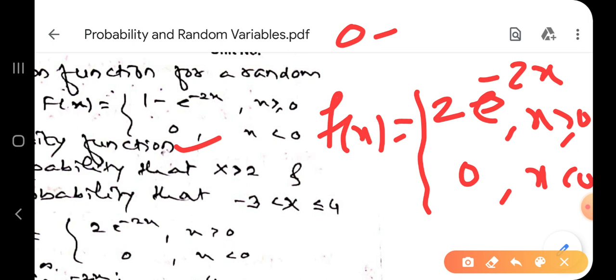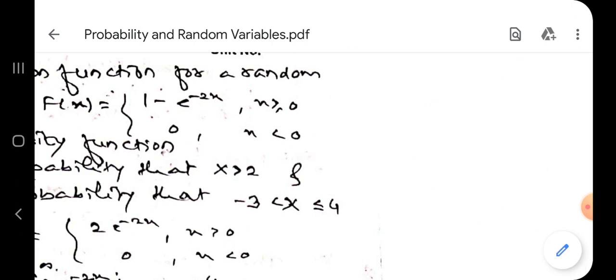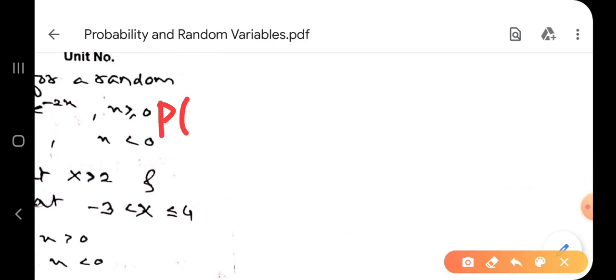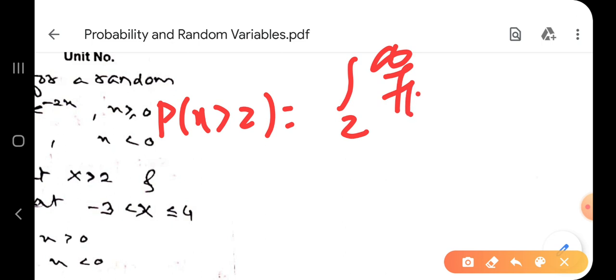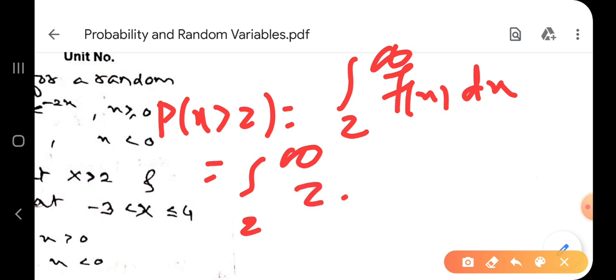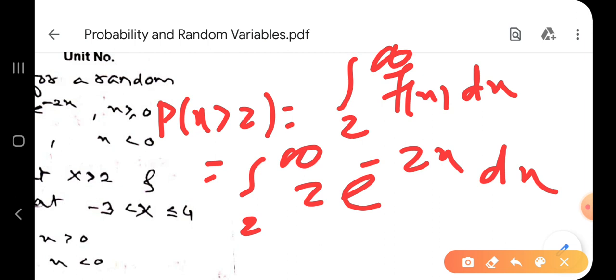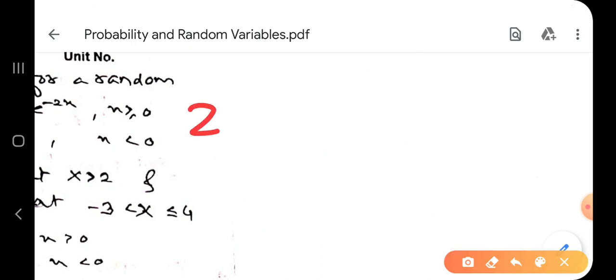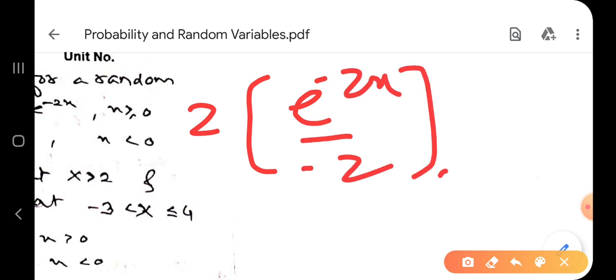Density function is over. Now probability that x is greater than 2 means I have to integrate from 2 to infinity. So take that. P of x greater than 2 is equal to integral 2 to infinity f of x dx. What is value of f of x? 2 to infinity, yes, 2 into e raised to minus 2x dx. So 2 constant, what is integration of e raised to minus 2x? E raised to minus 2x upon minus 2. So here I get 2 in bracket, e raised to minus 2x upon minus 2, limit is 0 to, sorry, not 0, it is 2 to infinity.